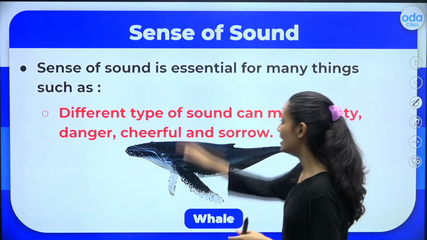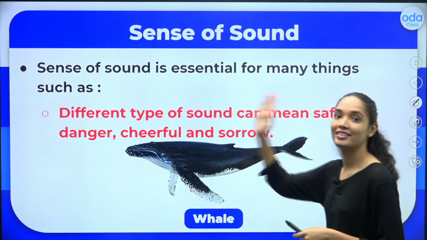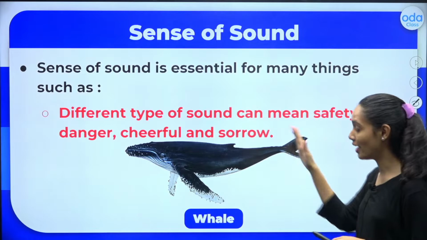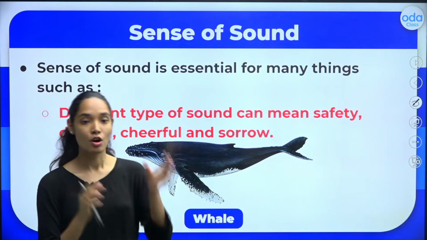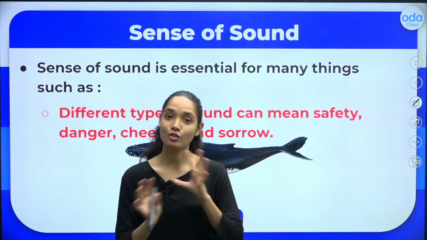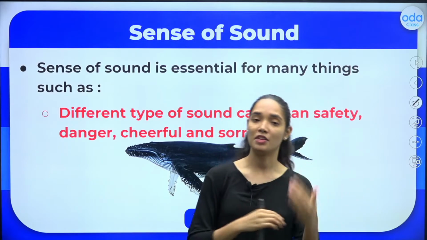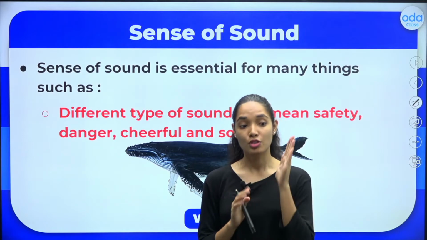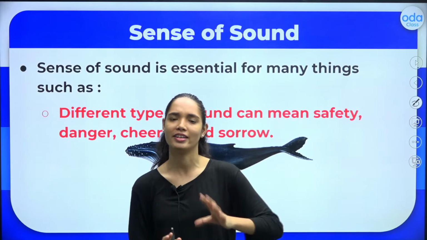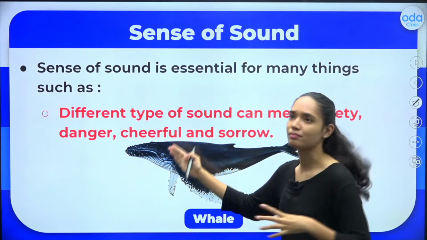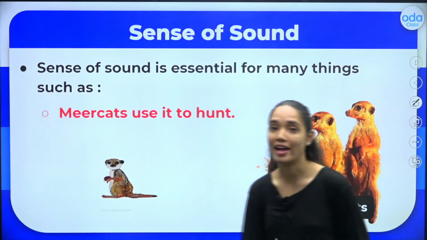And students, different types of sound can mean safety, danger, cheerful and sorrow. This means animals make different types of sounds. For cheerful it will be different, okay? For sorrowness it will be different, okay? And if there is any danger, they will produce another type of sound. So different sounds have different meanings. That means they produce dedicated sounds for dedicated types of work. Okay, so this is how sound works in the animal kingdom.